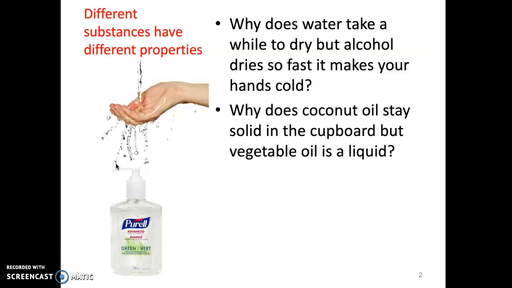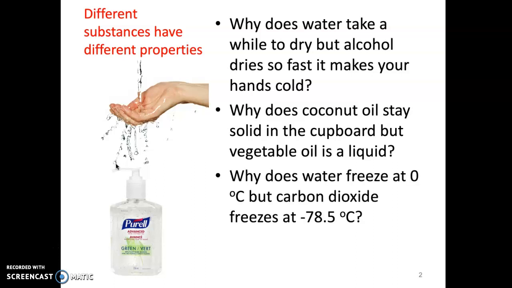Similarly, if you look through your cupboard, a lot of us have coconut oil, and then we'll probably have some other sort of vegetable oil, maybe canola or something. And you'll notice that most coconut oil, unless it's been processed in some way, is solid when it sits in the cupboard, whereas vegetable oil is a liquid. Difference in properties. And then one more, this one uses some numbers to describe it. So water, we all know, freezes at 0 degrees Celsius. But carbon dioxide doesn't freeze until you get down to almost negative 80 degrees Celsius. Okay, so again, a difference in properties because of a difference in freezing point.